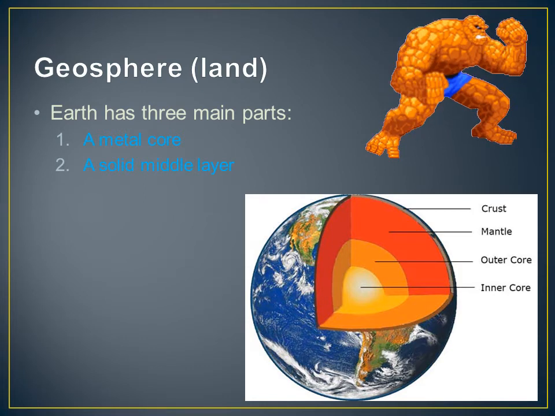Next, we've got a solid middle layer. This is called the mantle. So you'll see that in the picture. It's that dark orange / reddish color. And then there's a rocky outer layer. That's the crust, the outside of the Earth where we live. Okay? Now we're going to dive into each of these in preceding units. So if you're wondering about them, just wait.